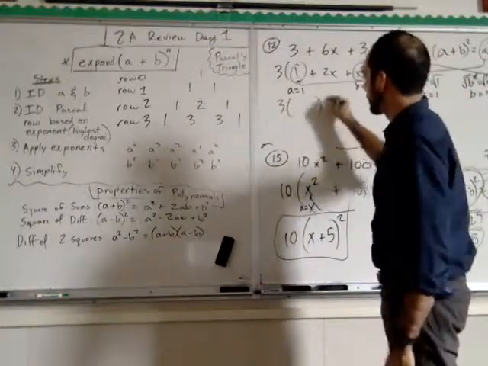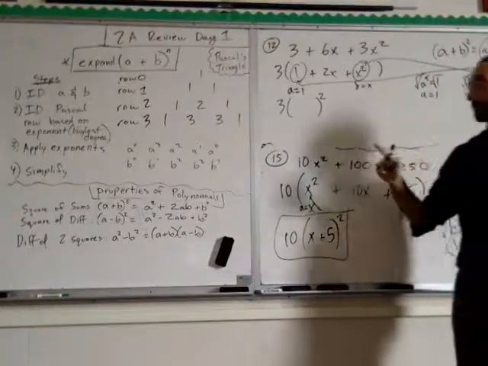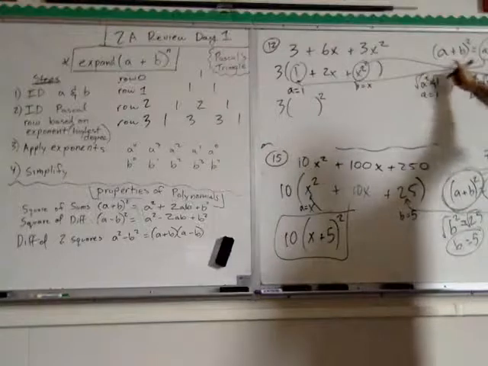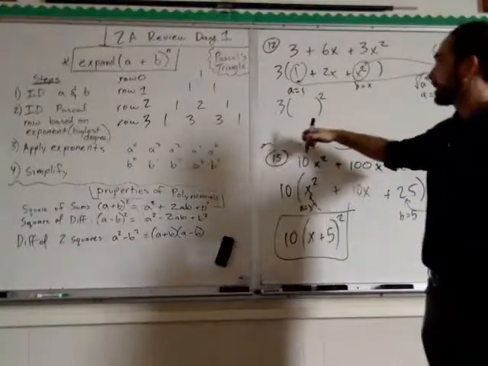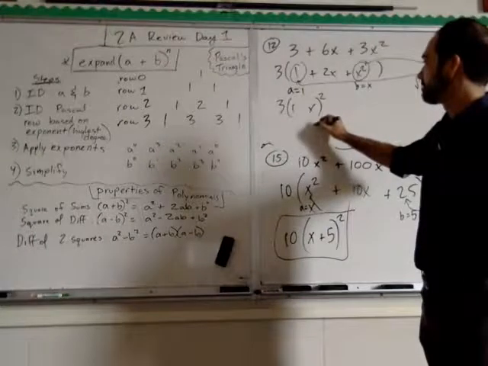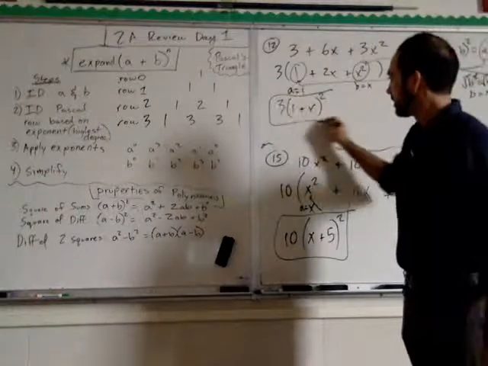Somebody help me out. What's going to go here? TK, what do you think? Remember, it's based on this. Your A and your B. A is 1. And your B is x. What goes between them? Plus. Done.